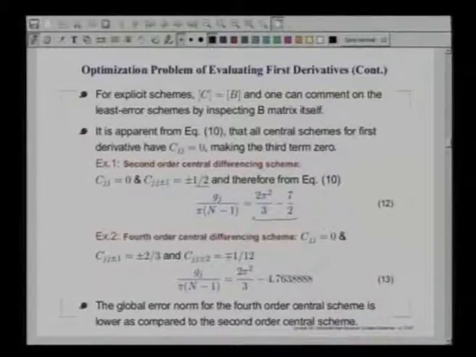Now, if you move over from CD 2 to fourth order accurate scheme, CD 4 scheme, then we also know these are the coefficients. C j j plus minus 1 is plus minus 2/3, and C j j plus minus 2 goes like this, and you substitute there, you get this, and you can see comparison between 12 and 13 is that negative part is contributed more for the CD 4 scheme. So, of course, CD 4 scheme is more accurate. So, we know it. So, here is a kind of validation of well known result that from optimization point of view also it holds out.